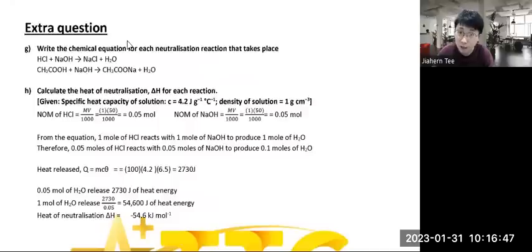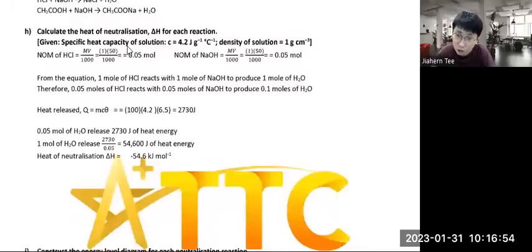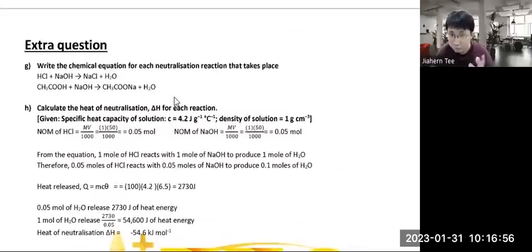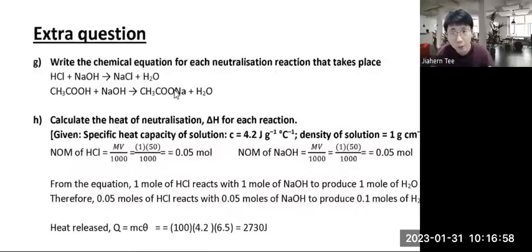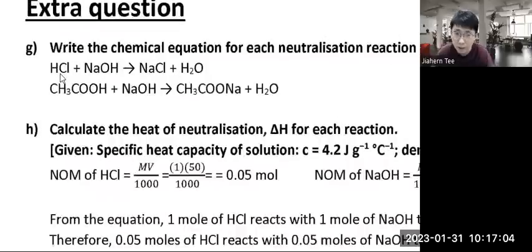If they have extra marks to spare, they will maybe ask you to write an equation or do a calculation. For writing chemical equations, hopefully you can just do this without my guidance, so I will not focus on chemical equations, just look at it. Hydrochloric acid plus sodium hydroxide gives salt and water. Ethanoic acid plus sodium hydroxide still gives salt and water. So these are just chemical equations.